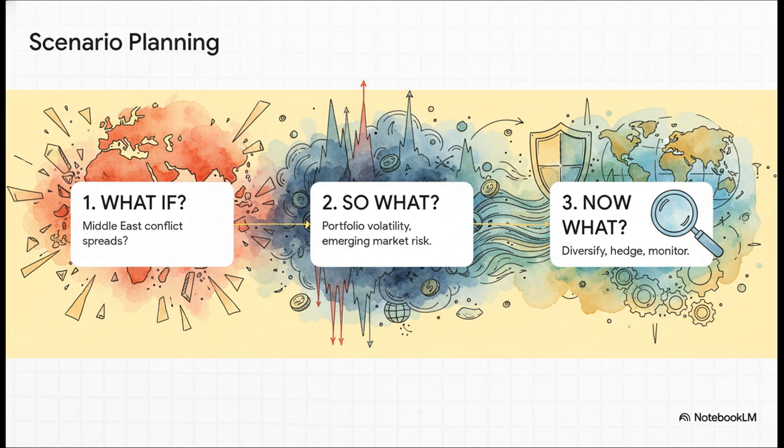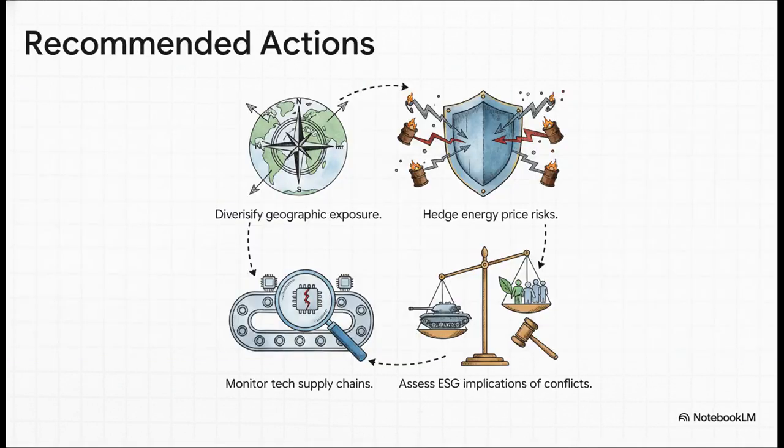Well, you'd see significant portfolio volatility and heightened risk in emerging markets. And this forces that crucial third step. Now what? What are we going to do about it? And this brings us to the concrete defensive actions that are required. The logical responses to our scenario are crystal clear. You have to diversify geographic exposure, hedge against energy price shocks, intensify your monitoring of tech supply chains, and really rigorously assess the ESG implications of operating in or near these conflict zones.